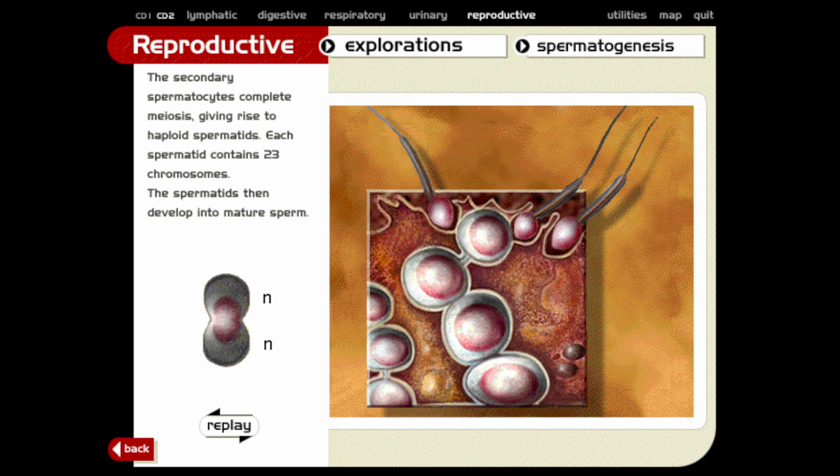The secondary spermatocytes complete meiosis, giving rise to haploid spermatids. Each spermatid contains 23 chromosomes. The spermatids then develop into mature sperm.